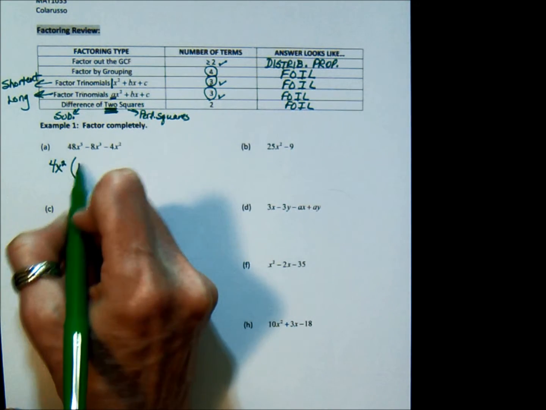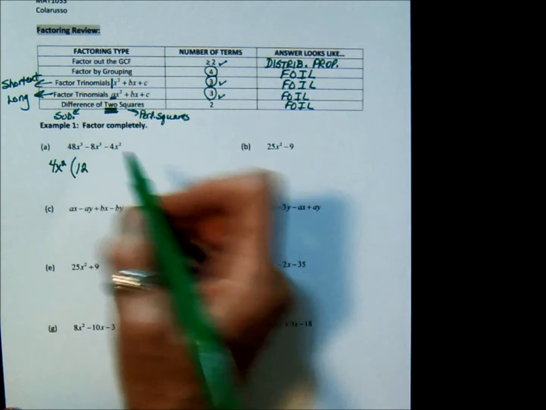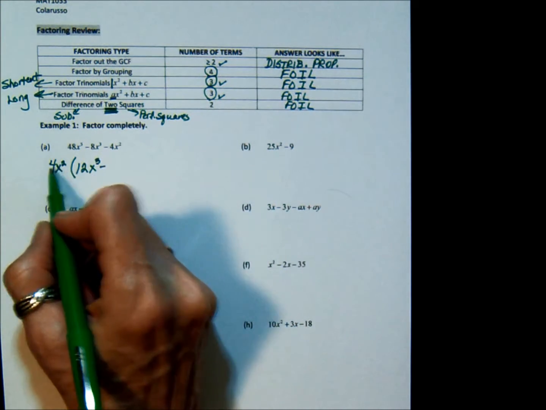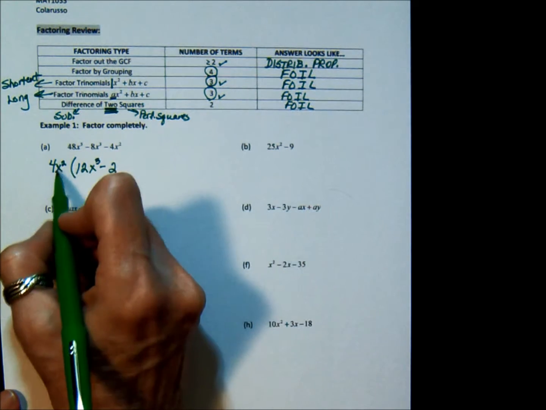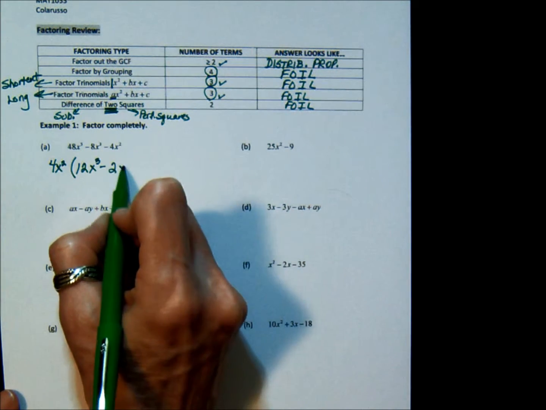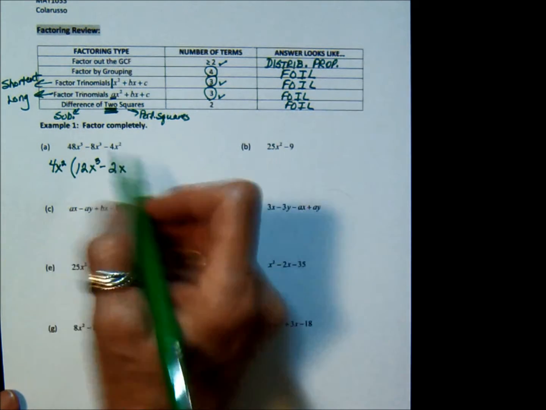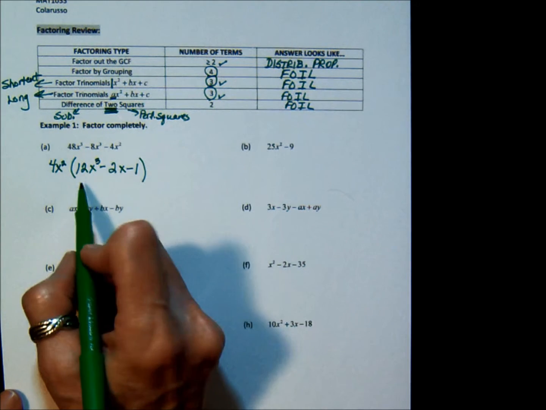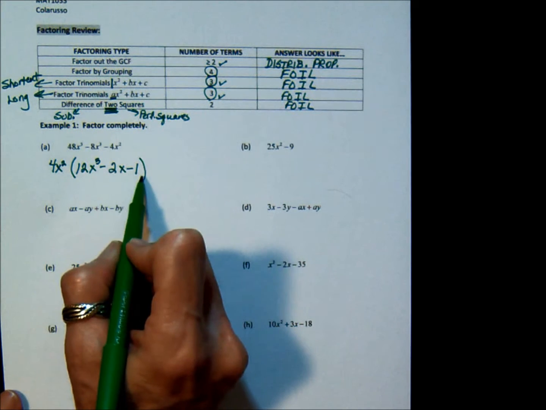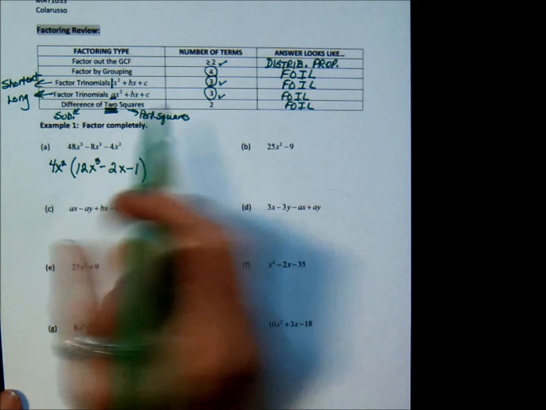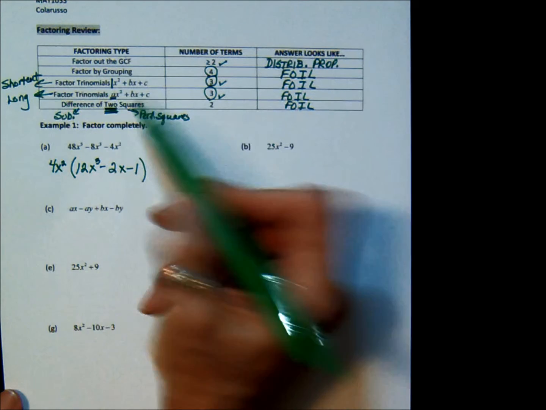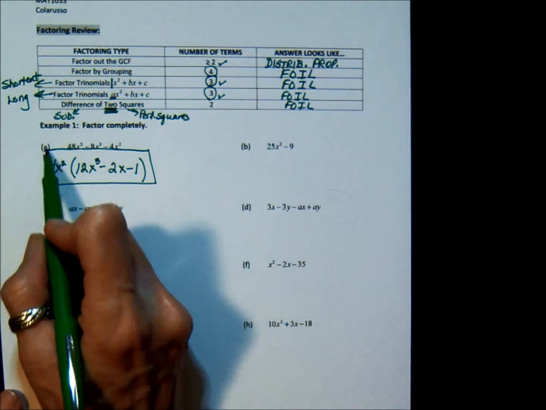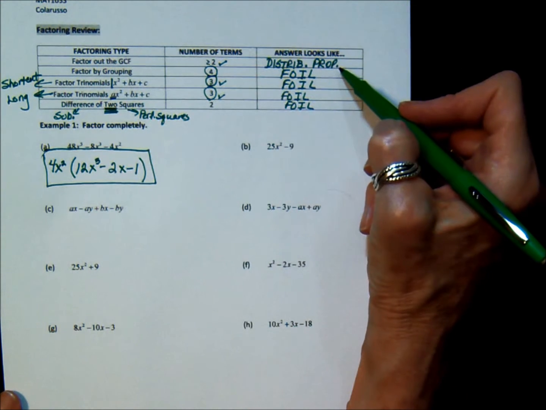4 goes into 48 12 times. X squared into x to the 5th leaves x cubed. 4 goes into 8 2 times. X squared cross cancels 2 of those, leaving just an x. And 4 goes into 4 1 time, and the x squareds cancel. Now look at what's left. In the parentheses, what's left is not one of the other factor types. So I know that I am actually finished factoring that one. So there's my answer. It looks like a distributive property.